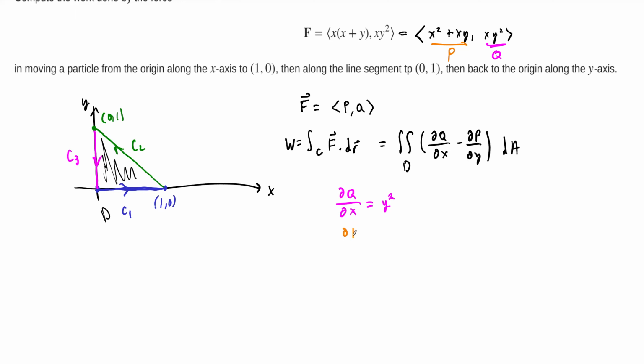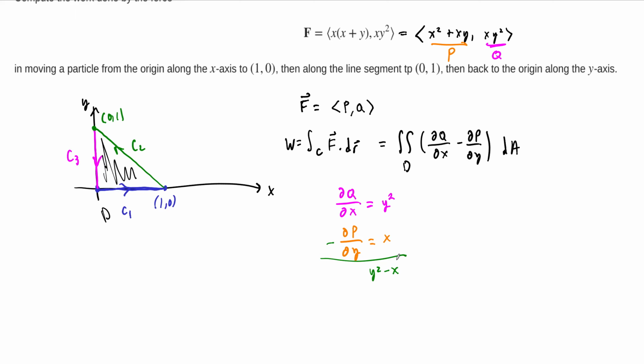All right. What about dP/dy? Well, x squared does not have any y's. This is just xy, so dP/dy is just x, right? And so then to build our integrand, we subtract these. We get y squared minus x. So that's what we have to integrate up.